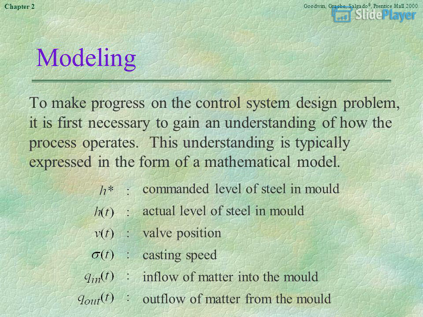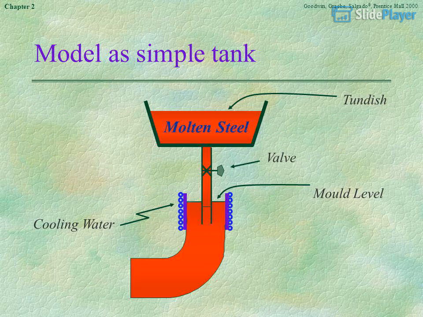Modeling. To make progress on the control system design problem, it is first necessary to gain an understanding of how the process operates. This understanding is typically expressed in the form of a mathematical model. Commanded level of steel in mold. Actual level of steel in mold. Valve position. Casting speed. Inflow of matter into the mold. Outflow of matter from the mold. Model as simple tank: molten steel, tundish, valve, mold level.